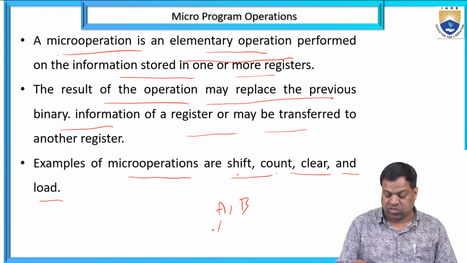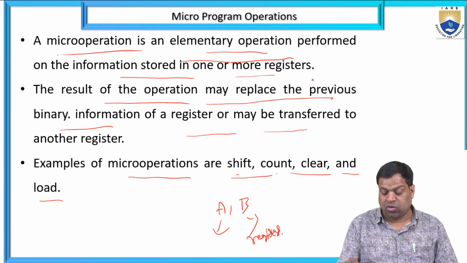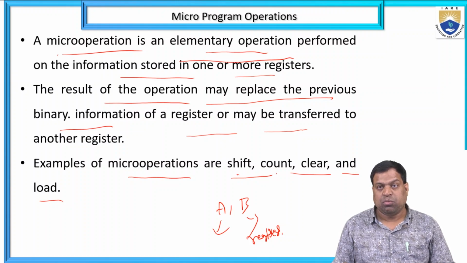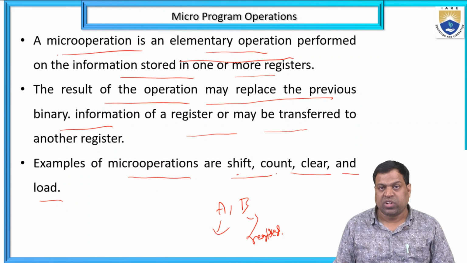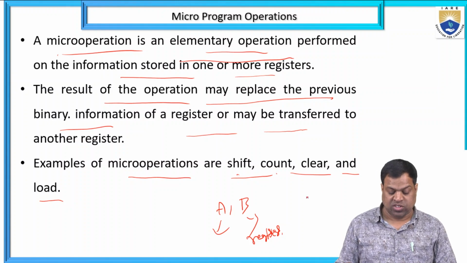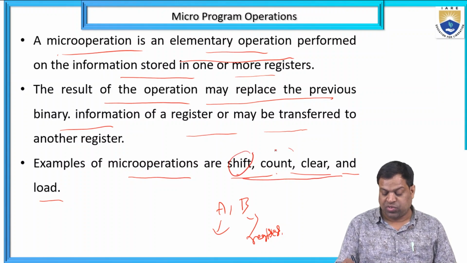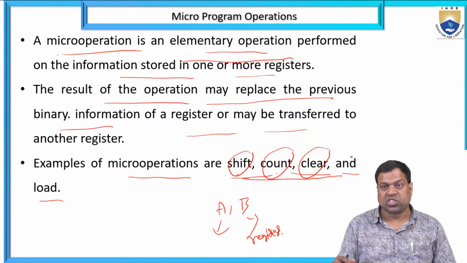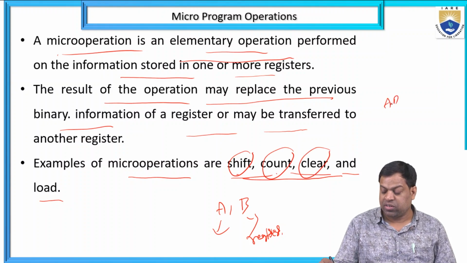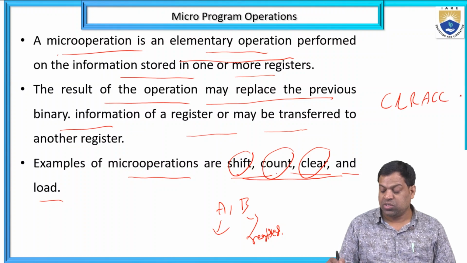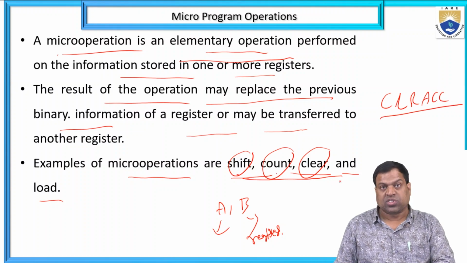If I am taking A, B, A is one register, B is another register. The result of the operation may replace the previous binary information of a register or may be transferred to another register. Examples of micro operations: shift, count, clear, and load. Shift left, shift right, count, and clear means we are clearing that register. Suppose I want to clear the accumulator, so CLR AC means clear accumulator, and load functions.